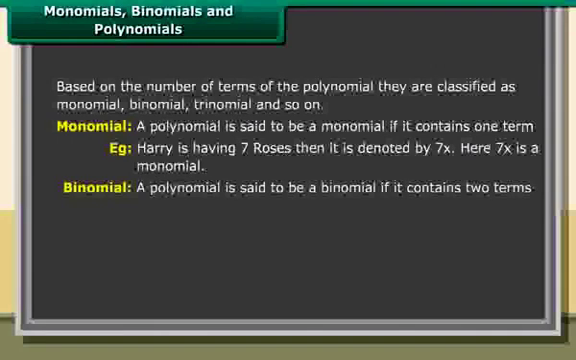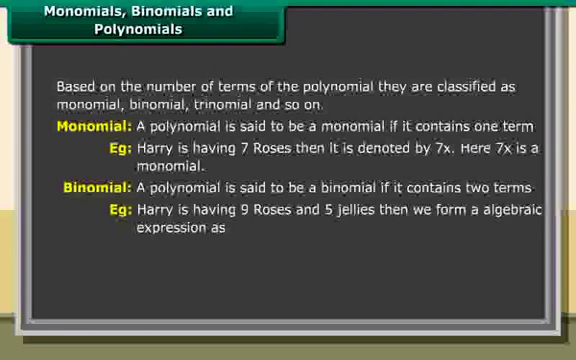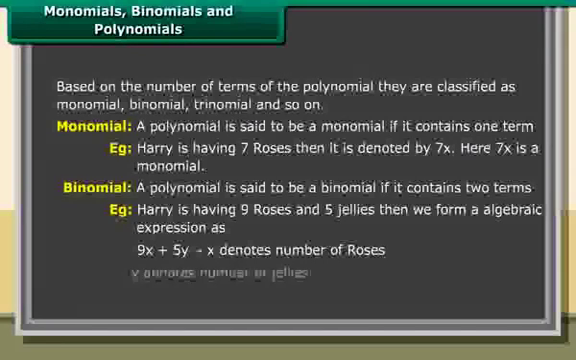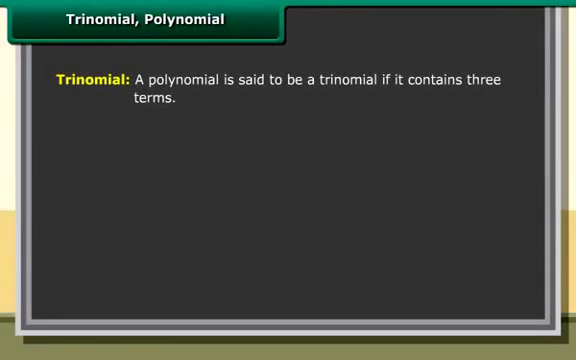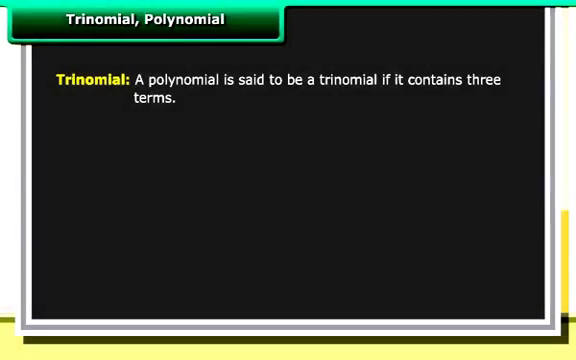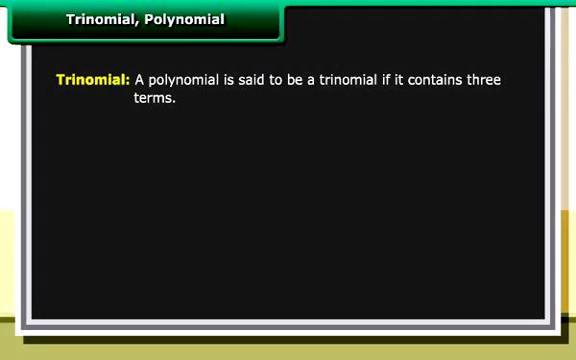Binomial. A polynomial is said to be a binomial if it contains two terms. Example, Harry is having 9 roses and 5 jellies. Then we form an algebraic expression as 9x plus 5y. x denotes the number of roses, y denotes the number of jellies. 9x plus 5y is a binomial. Trinomial. A polynomial is said to be a trinomial if it contains 3 terms.